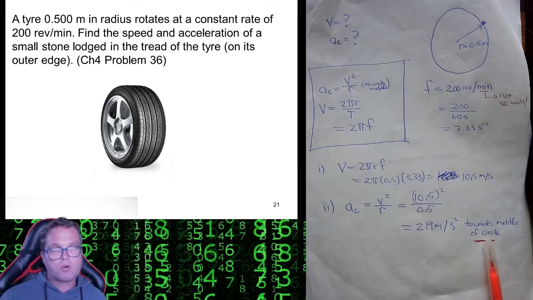So it's important that we specify that when giving the answer to a vector problem. Well then, this concludes this chapter on uniform circular motion.